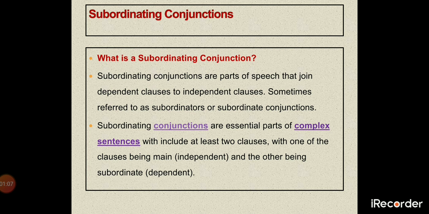We have already read about complex sentences. You know, complex sentences are formed by the use of independent clauses and dependent clauses. And these subordinating conjunctions are essential parts of complex sentences. They include at least two clauses. One clause is called the main clause or the independent clause, and the other clause is called the subordinate clause or the dependent clause. And the function of the subordinating conjunction is to join these two clauses together to form a complex sentence.